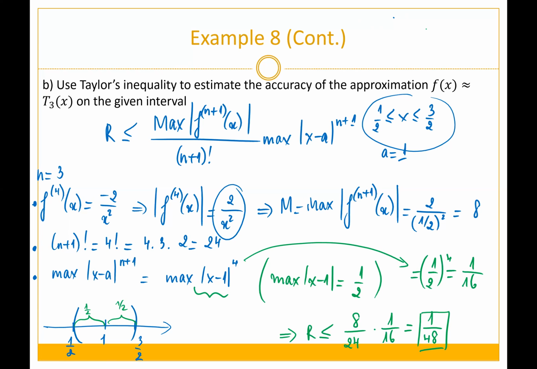A over 24? Yeah. So this is 8. So M here is 8. This part is 8. This part is 24. And this part is 1 over 16.